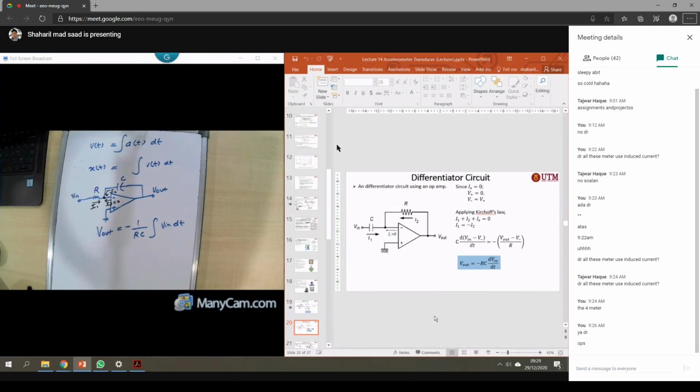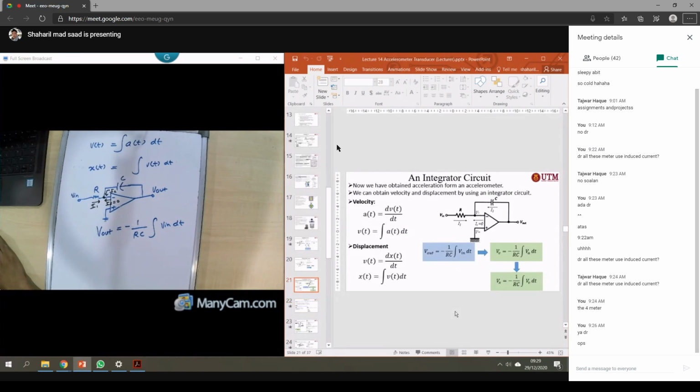Differential circuit means you just replace R here, C here, and that's it. The given formula is V out equal to minus RC d over dt of V in. So if you want to get from the displacement the velocity, you can get the acceleration.